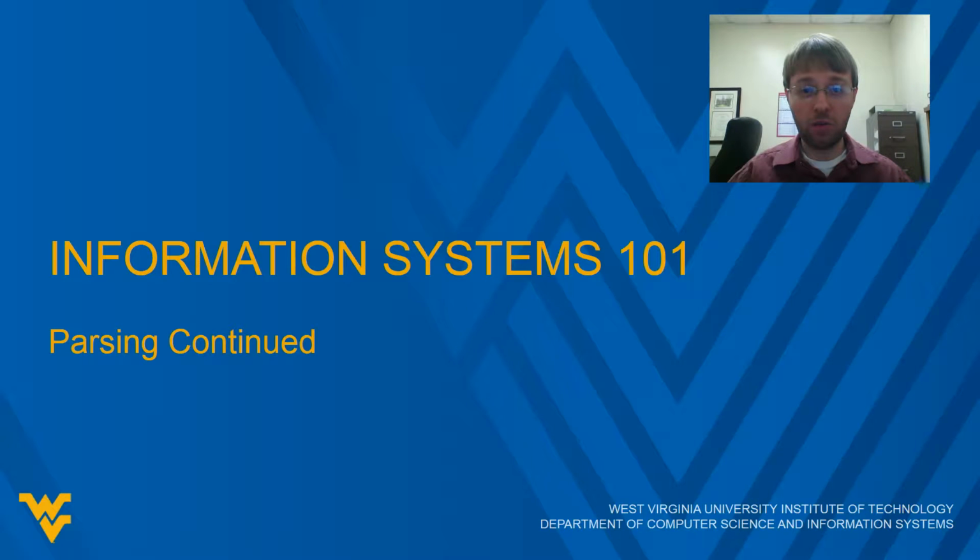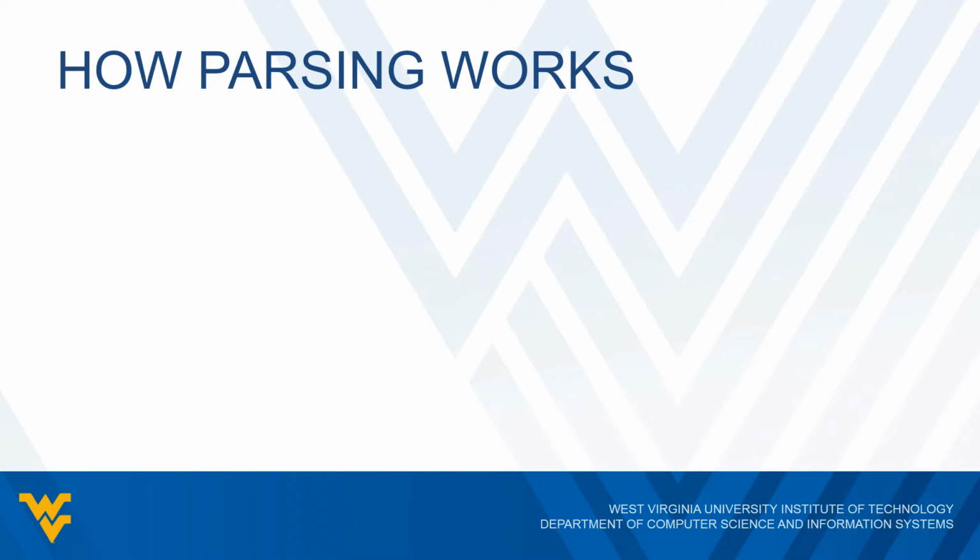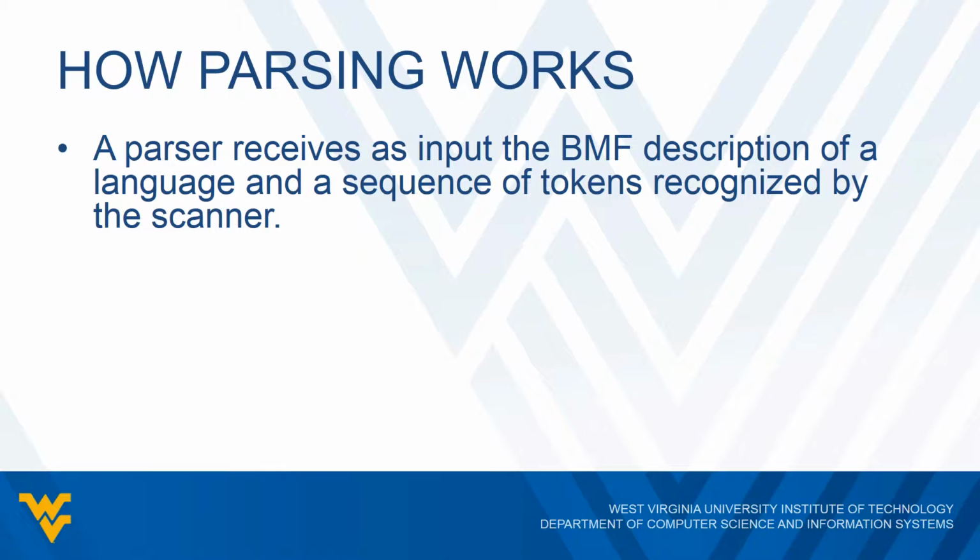In this lecture, we'll continue the parsing phase of a compiler. Now that we've been given a brief introduction to grammars, languages, and BNF, we can explain how a parser works. A parser receives as input the BNF description of a high-level language and a sequence of tokens recognized by the scanner. Now the fundamental rule of parsing follows.